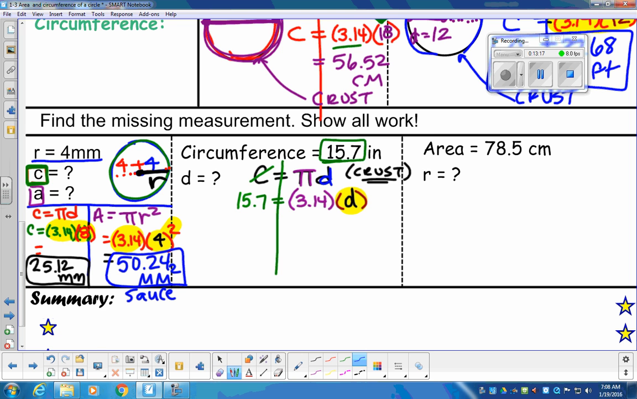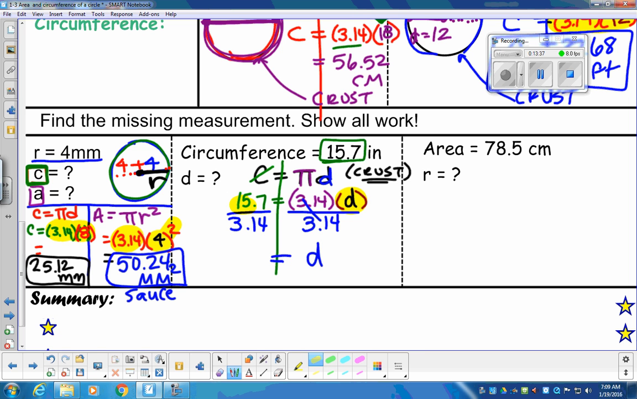That 3.14 multiplied is going to leave. We're going to undo that by using the operation of division. Copy, paste. As we start to divide that, we end up with 1d or d equals. On the left-hand side, then we have 15.7 divided by 3.14.